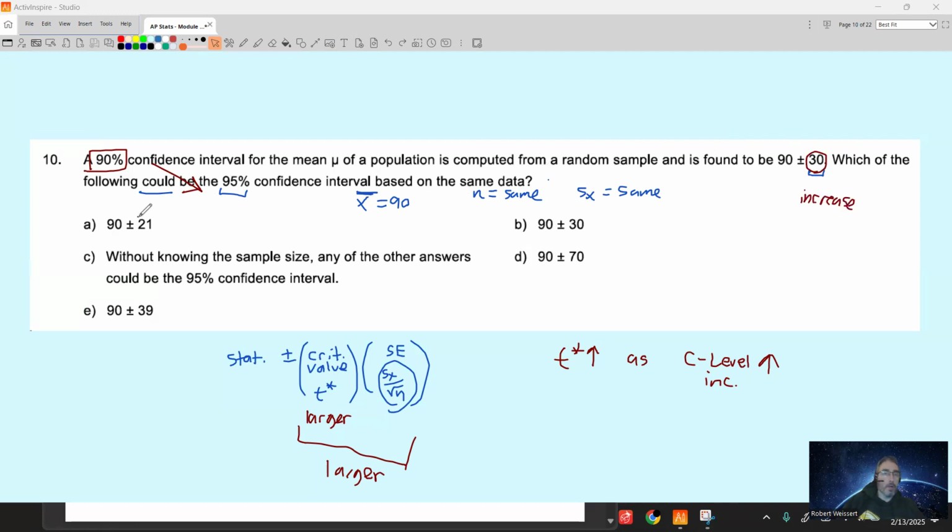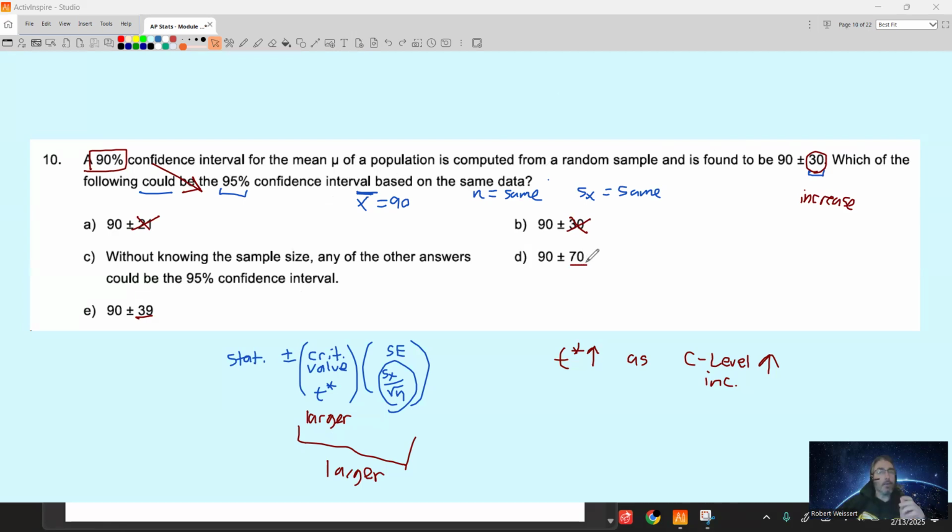So it can't be 21. Certainly can't be the same as 30. Now we have two options, okay? Now let's be realistic here. 39 and 70 are both higher than 30. So those technically are both margins of error that kind of fit the description.